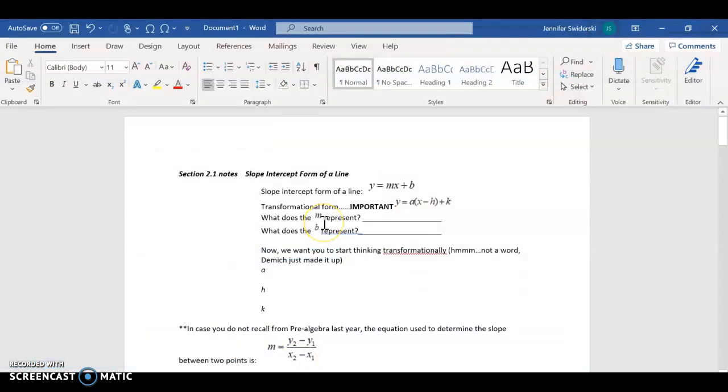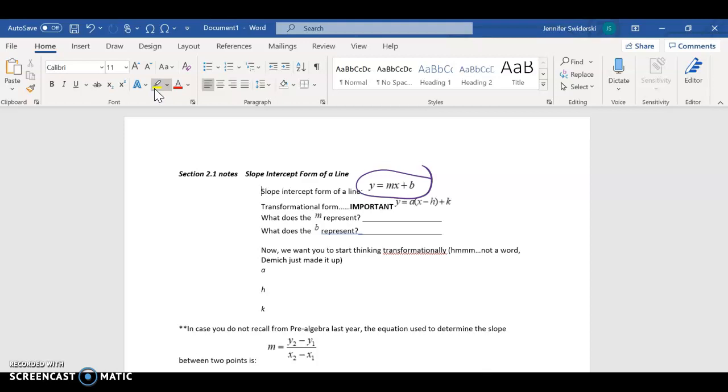All right, guys. Section 2.1 is slope-intercept form of a line. You guys should know that slope-intercept form is y equals mx plus b. If you don't have that memorized yet, please do so. Super important from pre-algebra last year. So now we're going to transform this a little bit.